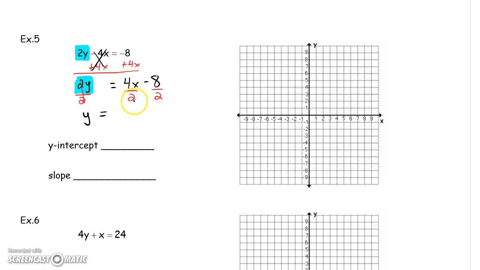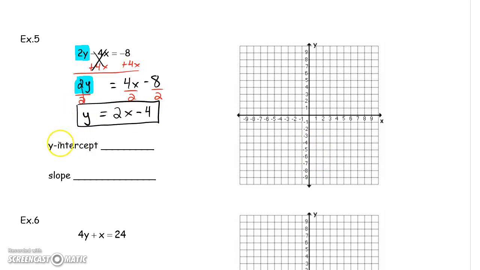Use your calculator here. Don't trust instincts. Don't trust anything else. Use your calculator just to be 100% sure. 4 divided by 2 does give you 2. So I have 2x minus 8 divided by 2 gives you 4. Now my equation is solved for y.